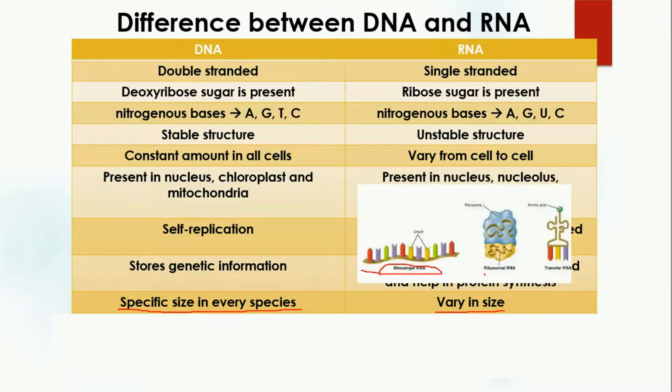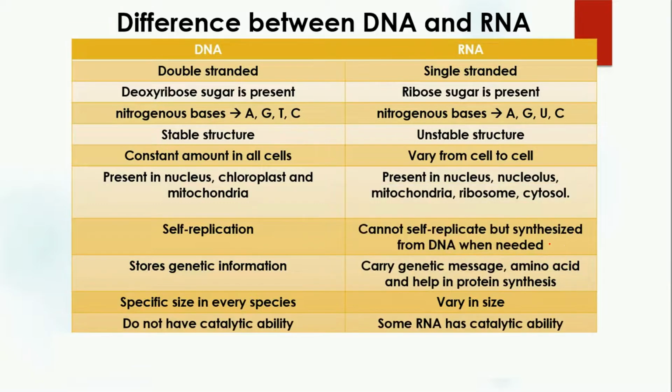Similarly, the transfer RNA has only about 75-90 nucleotides. On the other hand, the ribosomal RNA has another variable length. So the three RNAs have different lengths. Because of this, they have different sizes.